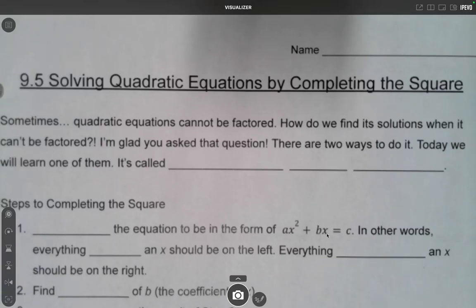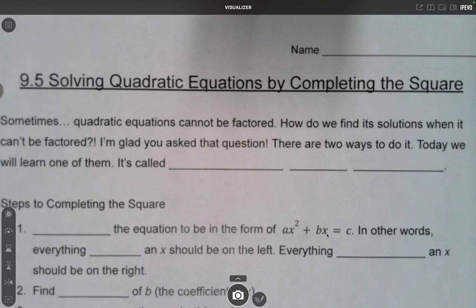In the previous lesson, I listed out the 4 ways that we can solve quadratic equations. We've done 2 of them already. We can solve them by graphing, and we can solve them by factoring. Now we come to the third method, because sometimes quadratic equations cannot be factored.